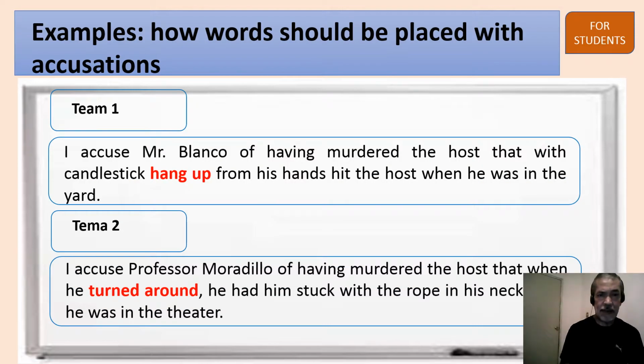Let's see the example of how words should be placed in the accusation. Let's see team 1. I accuse Mr. Blanco of having murdered the host with the candlestick hung up from his hand, hit the host when he was in the yard. Team 2. I accuse Professor Moradillo of having murdered the host when he turned around, he had him stuck with the rope in his neck while he was in the theater.